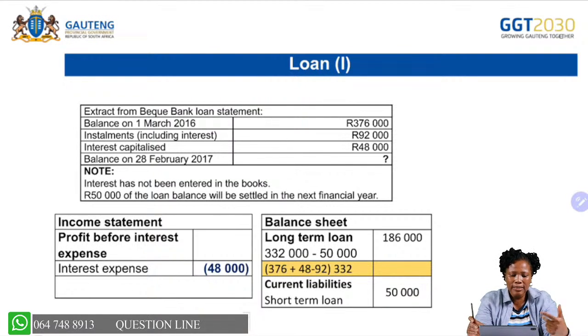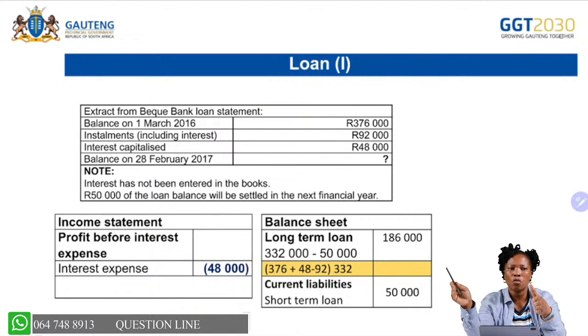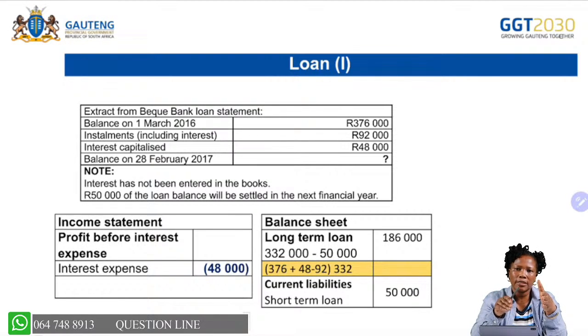And the capitalized interest amounted to 48,000. It is nice in this exercise because now they have given you everything. And then the balance at the end of the year is not given. You are not given the balance at the end of the year. If you are supposed to prepare the balance sheet, you need to determine the balance at the end of the year. You need to calculate it because that amount goes there. Okay, I'm going to take you through the calculations.